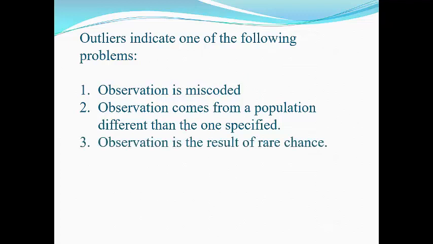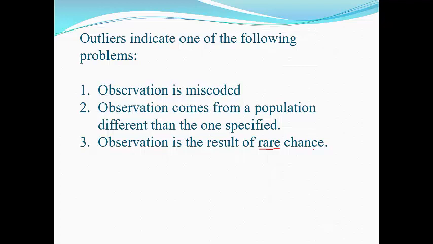And then thirdly, the observation is a result of what we're going to say rare chance. And I'll use this word loosely here. If you think back to the way we just defined outliers, we said outside x bar plus or minus 2s in mound-shaped distributions, outside plus or minus 3s when we're using Chebyshev. And think about those rules.